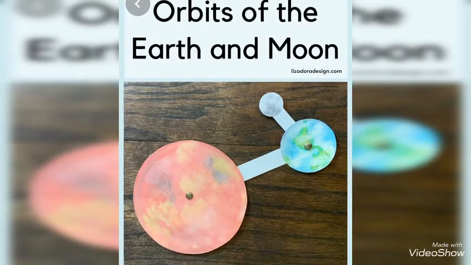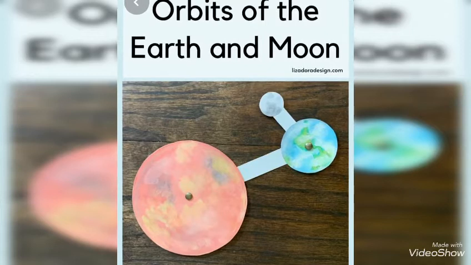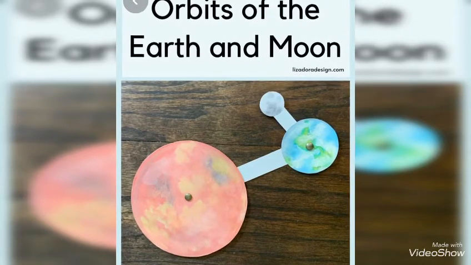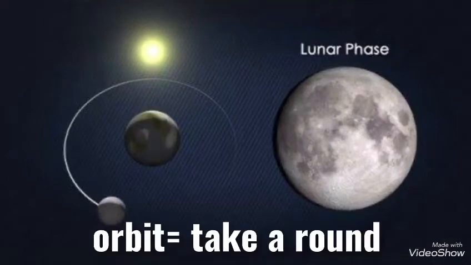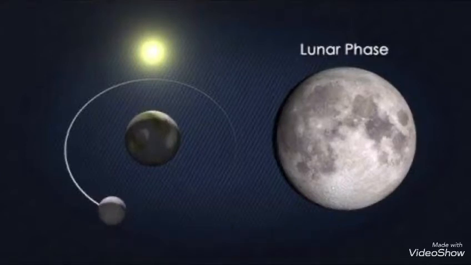The moon orbits around the earth much like the earth orbits around the sun. Orbits means to take a round. The moon completes a round in only 28.5 days, or about 1 month.